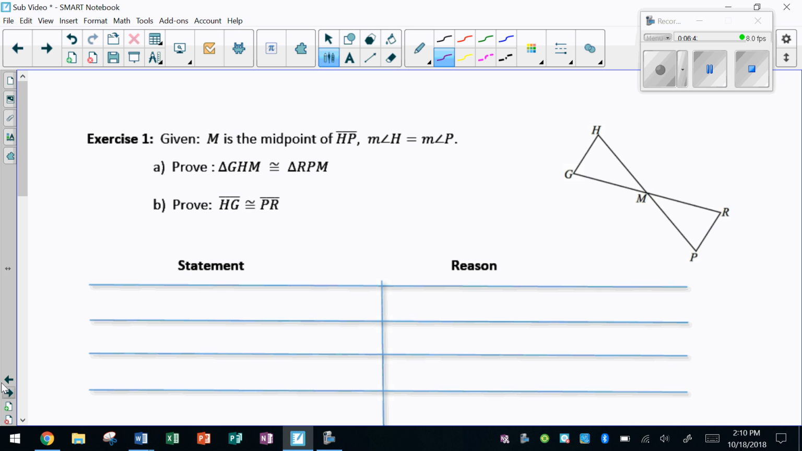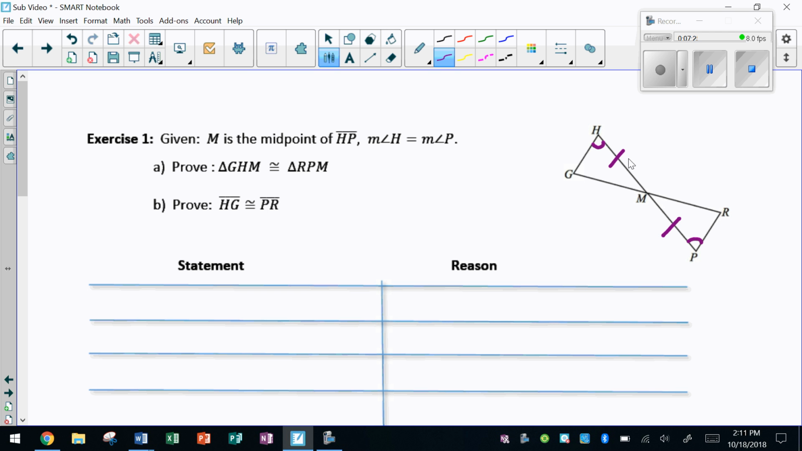Given M is the midpoint of HP, and the fact that the measure of angle H is equal to the measure of angle P, we need to prove two things. One, that triangle GHM is congruent to triangle RPM, and HG is congruent to PR. So if M is the midpoint of HP, well, what does that tell us? Well, if M is the midpoint of HP, then HM is congruent to PM. Also, they give us the measure of angle H is equal to the measure of angle P. And we need to prove the triangles congruent. Well, remember, to prove the triangles congruent, we need a third congruency. So far I have two, which I will state in my proof.